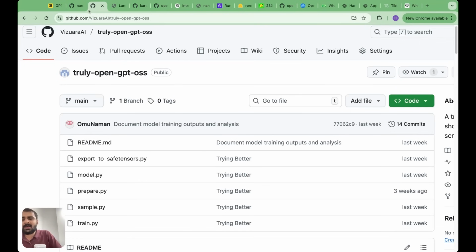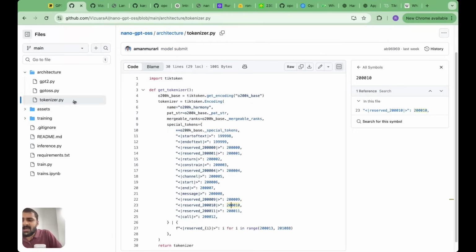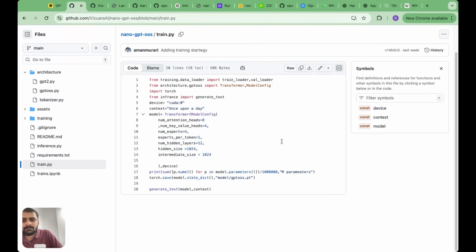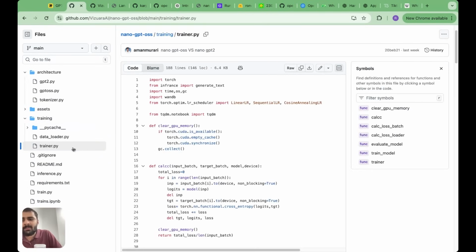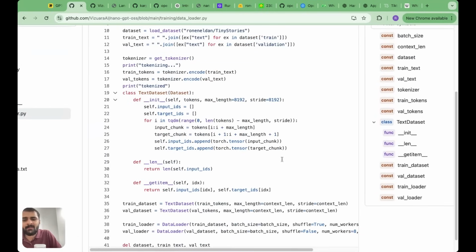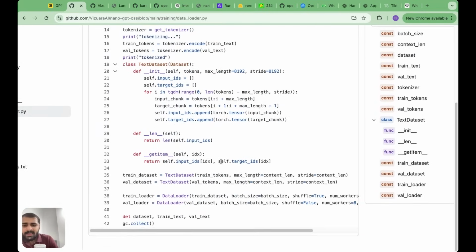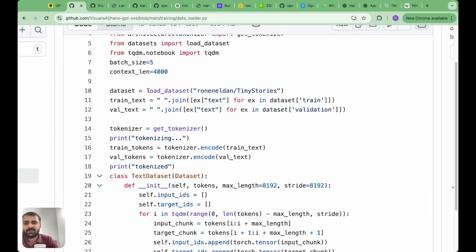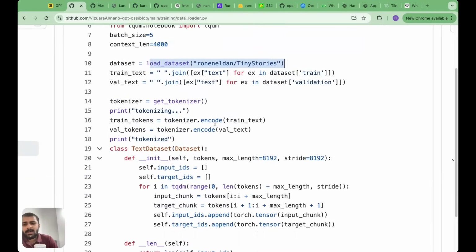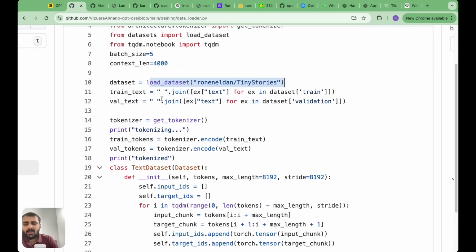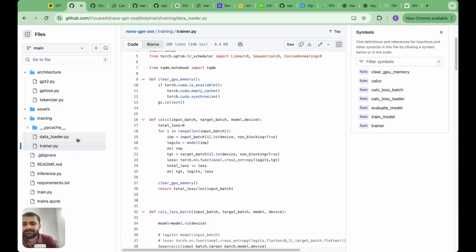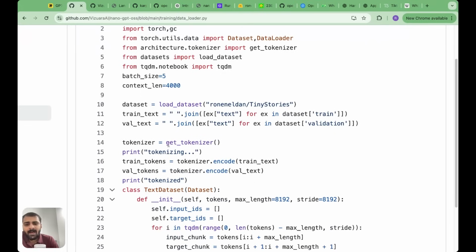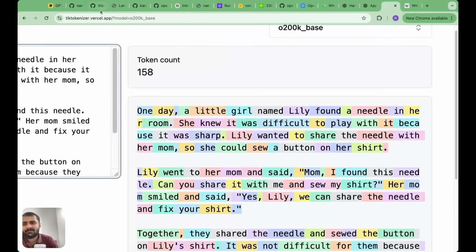If you go to the code right now, you will see that we will eventually get to the trainer.py, but before that there is this data_loader.py. And in the data_loader.py, we are doing exactly what I just mentioned to you. First we load the data set, and then we use the tokenizer. What this tokenizer does is that it gets the Harmony O200K and breaks down every story into a bunch of tokens like this.